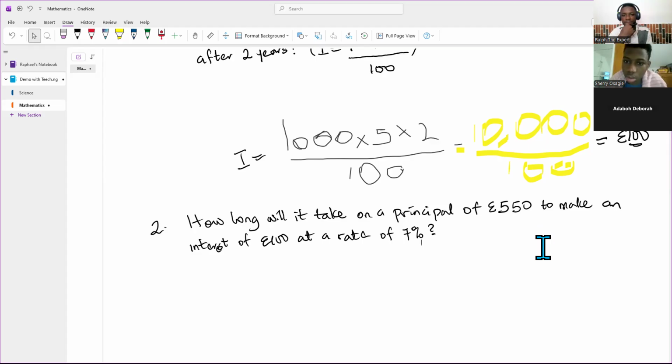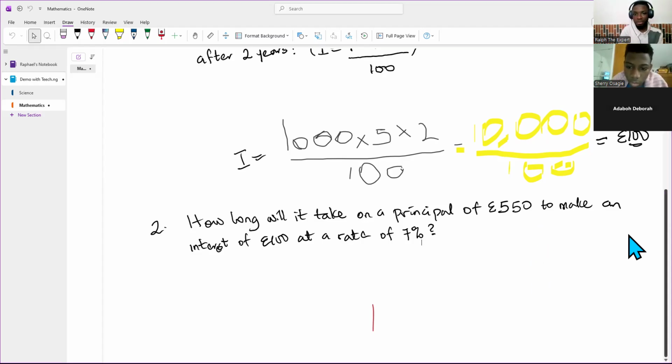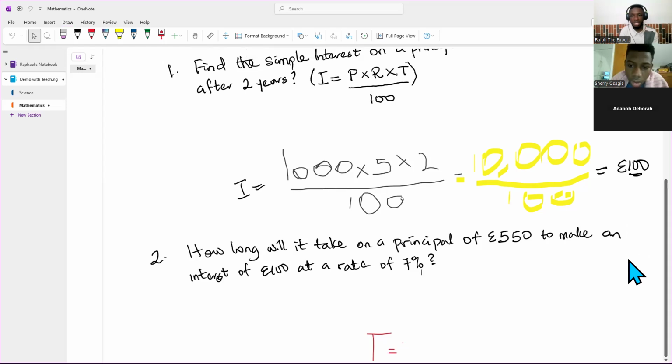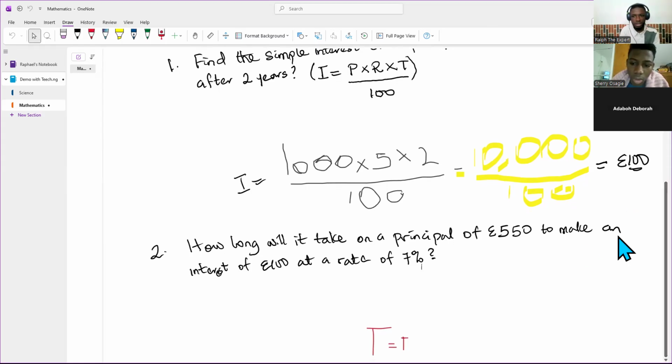The same formula, but you're going to make the time the subject of the formula so you can find time. You know subject of the formula, right? Yeah, of course.